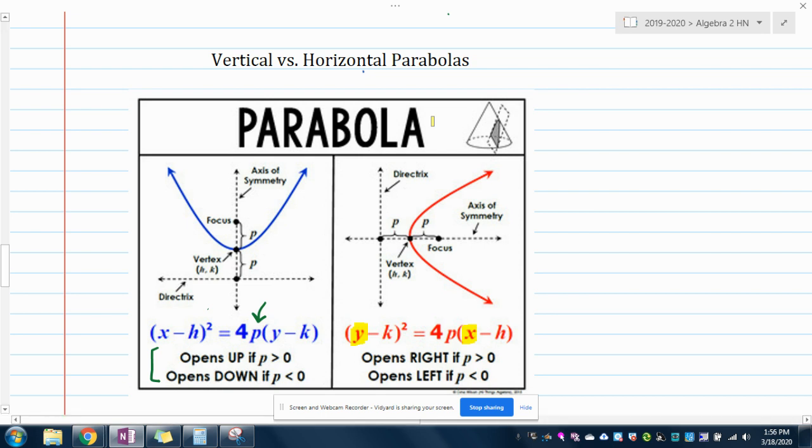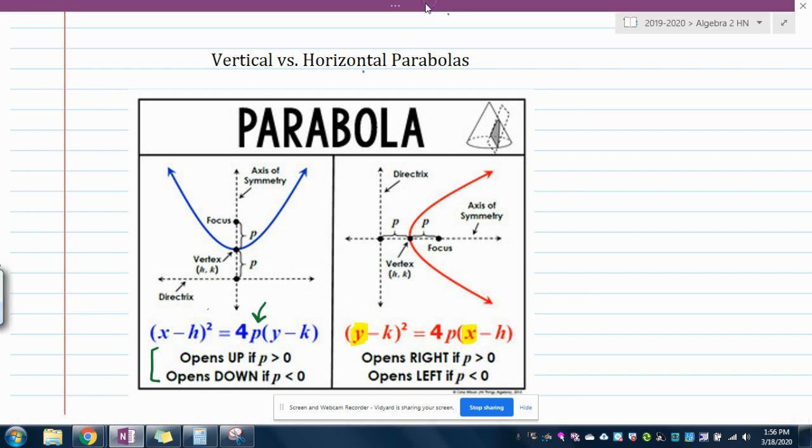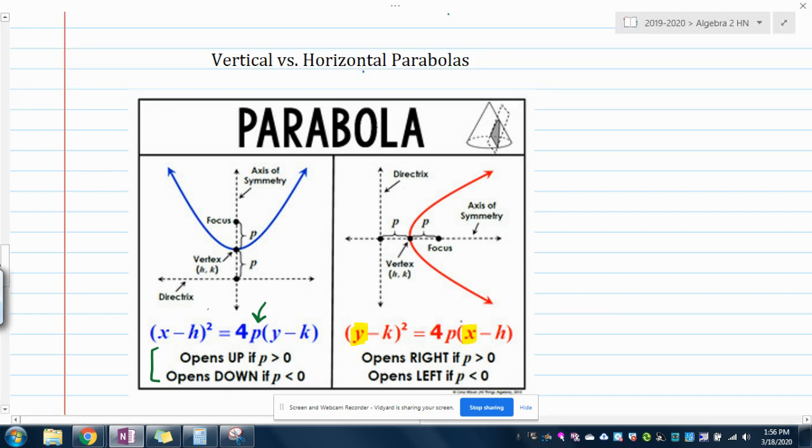The way to think about it is which variable is being squared. If x is being squared, it's a parabola like we know it. If y is being squared, it is not a parabola like we know it. It is the inverse of it. Again, p is the distance from the vertex to the focus. If p is negative, then it goes like that.